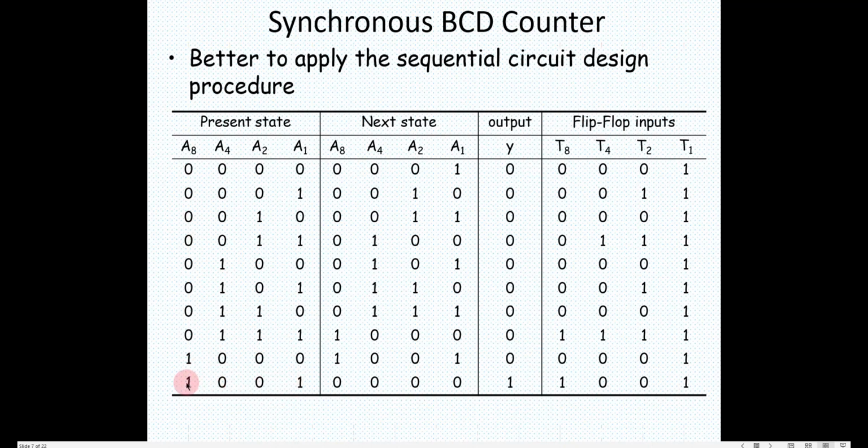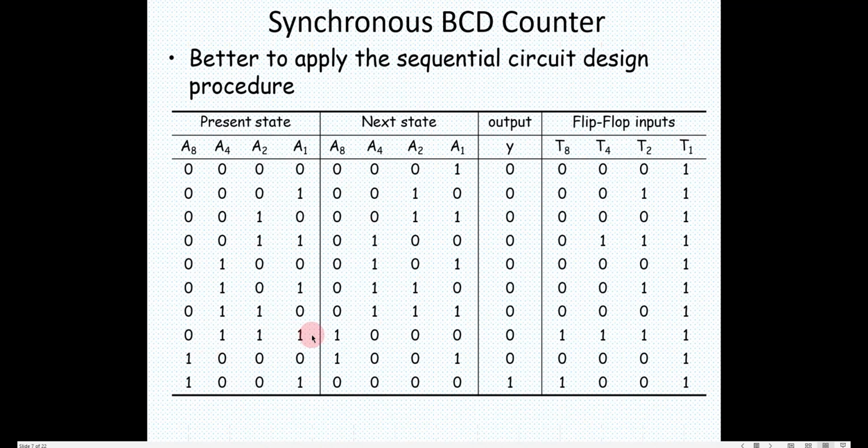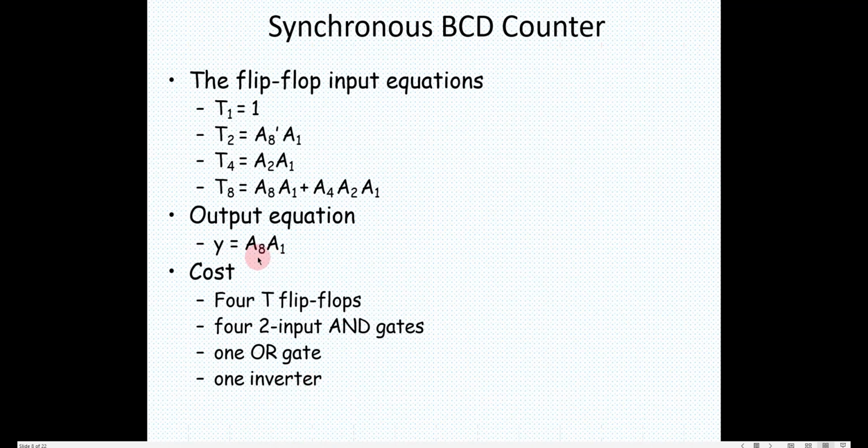Instead, if you see here, this 1 and 1 is a unique condition, so I will use A8 and A1 for toggle. This condition is unique, it is happening only once in this table. So I have A1, A2, A4, and also this condition, so I write A8 and A1. So for these two conditions, the T input will be less.